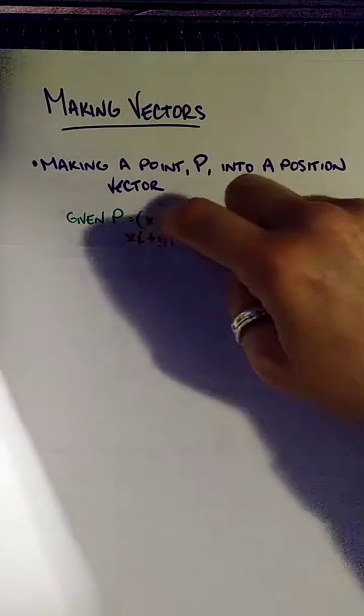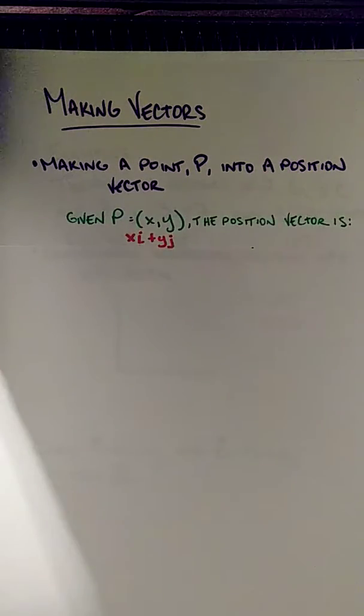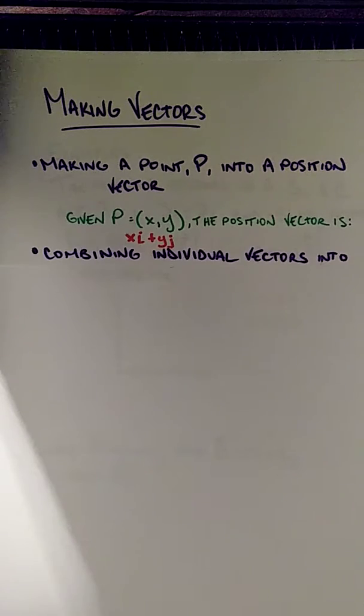So whatever coordinate I have, I can write it as a vector just by multiplying my x value by i and my y value by j. That gives me my direction as well as my value. So the new concept that we have to talk about with making vectors is combining individual vectors into one new vector, and this is something that we haven't done before. So let's take a look at this example, combining individual vectors into one vector.